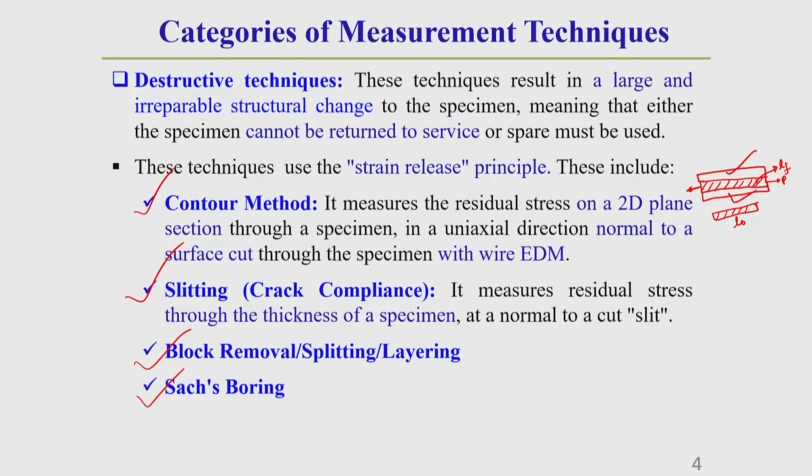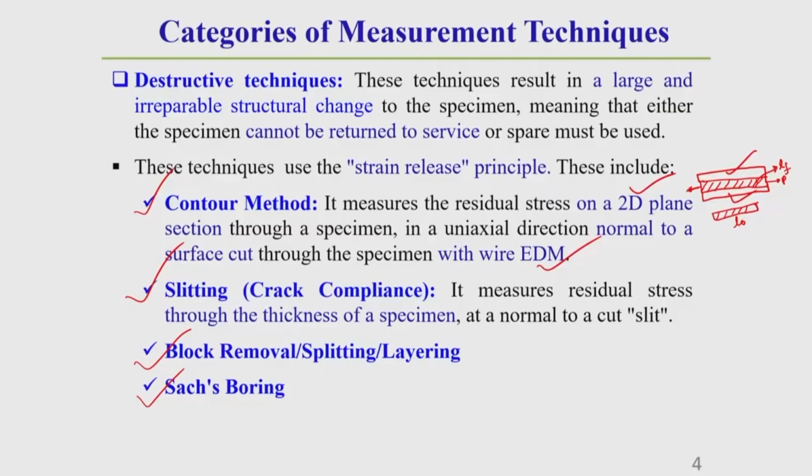So, this methodology, I will discuss the details in a subsequent slide. Like the contour method, it is generally used for residual stress on a 2D plane. This 2D plane we generally cut using a wire EDM technique. Due to this cutting of the specimen, whatever stress is released, we can measure the strain. From this strain, once we multiply the strain with the elastic modulus, we can get the stress, which is very well known to you.